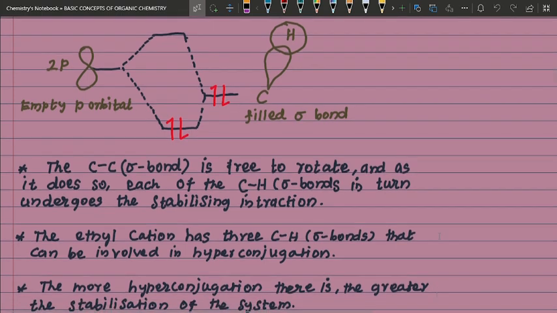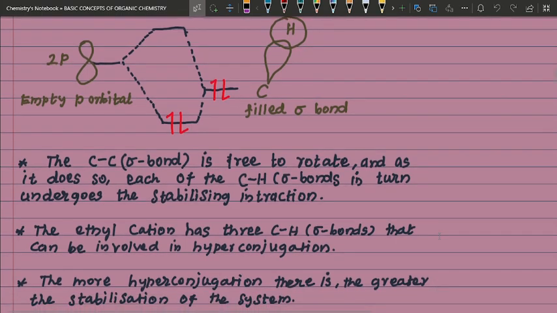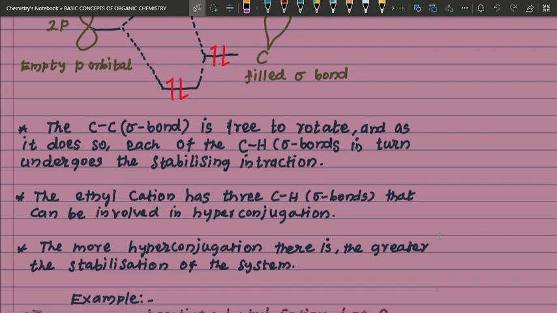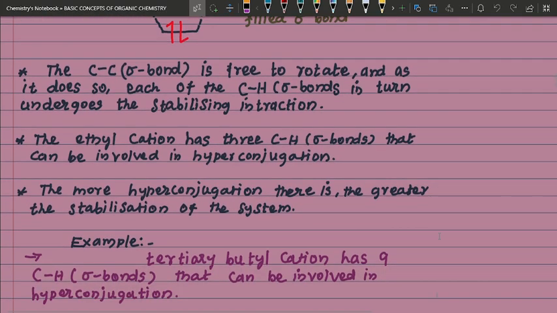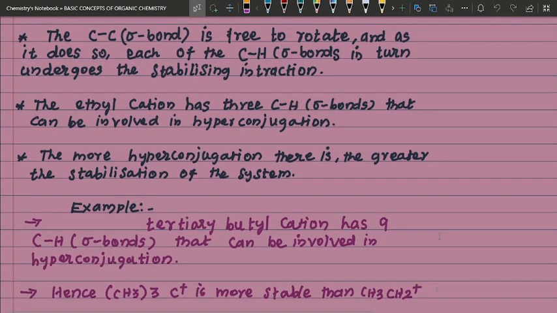The carbon-carbon sigma bond is free to rotate, and as it does so, each of the carbon-hydrogen sigma bonds in turn undergoes the stabilizing interaction. Next, the ethyl cation has 3 carbon-hydrogen sigma bonds that can be involved in hyperconjugation. The more hyperconjugation there is, the greater the stabilization of the system.